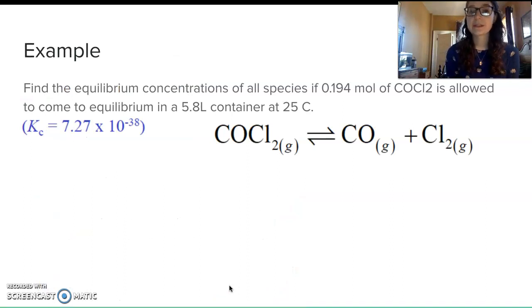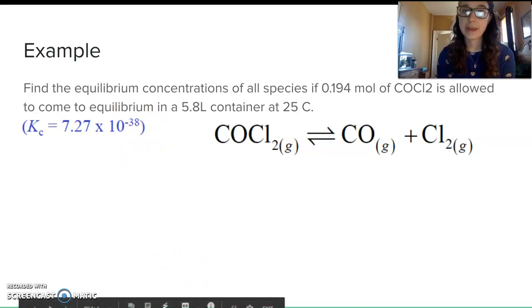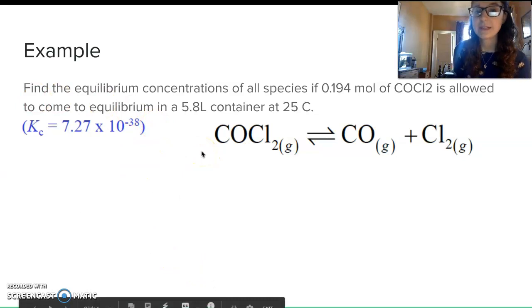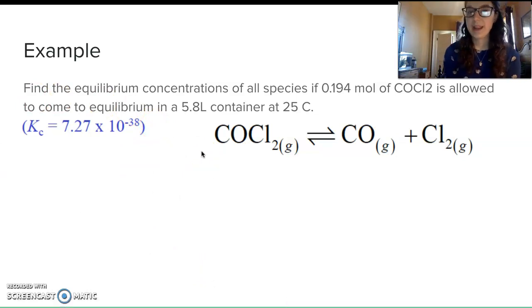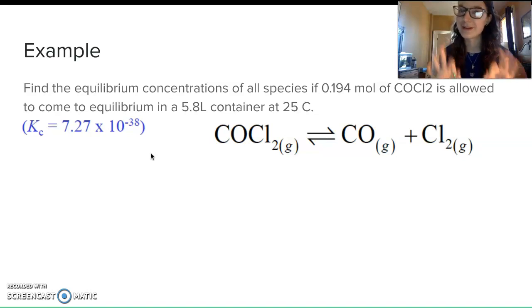Here we have an example that uses concentration. We want to find the equilibrium concentrations of all these species if 0.194 moles of COCl2 is allowed to come to equilibrium in a 5.8 liter container at 25 Celsius. We're given the Kc value here of 7.27 times 10 to the negative 34. This again is much less than 1 times 10 to the negative 4, so odds are we can ignore the x expression in the denominator of our equilibrium expression.